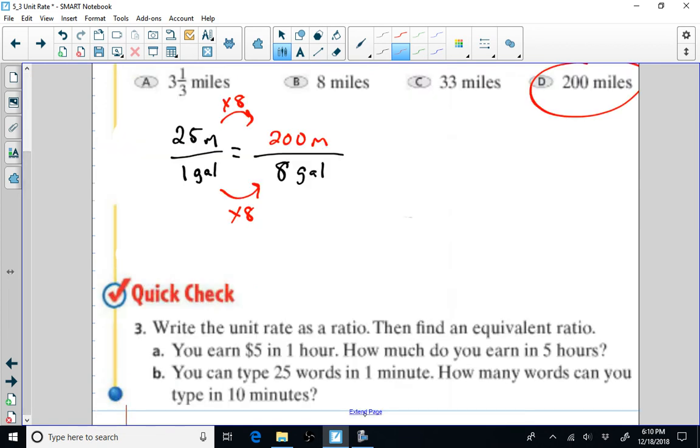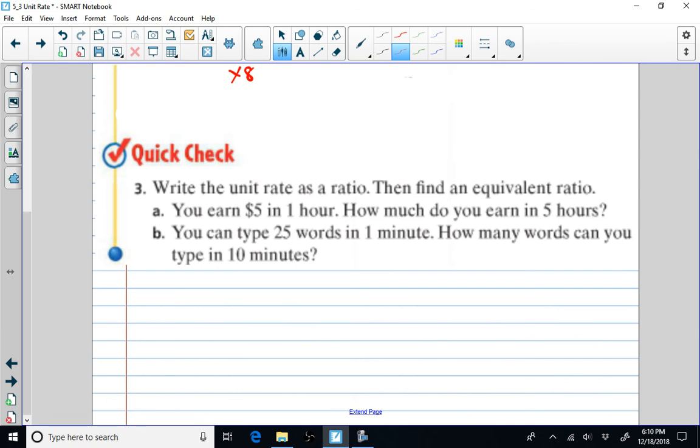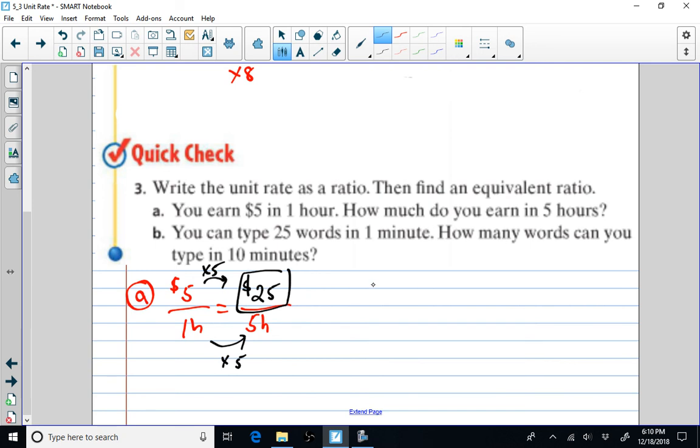We continue. Write the unit rate as a ratio, then find an equivalent ratio. All right. For part A, you earn $5 in 1 hour. How much do you earn in 5 hours? So if I'm doing A, I write $5 for 1 hour. There's my unit rate. I want to know how much would I earn in 5 hours. To make an equivalent ratio, we'd be multiplying the denominator by 5. So we want to multiply the numerator by 5 to make an equivalent ratio. That's going to be $25 in 5 hours.